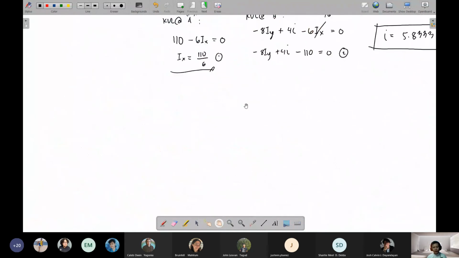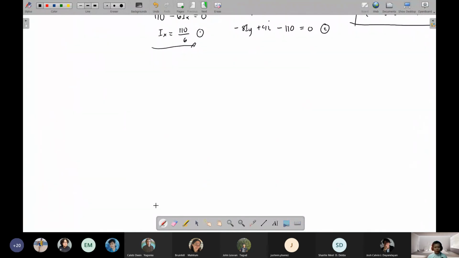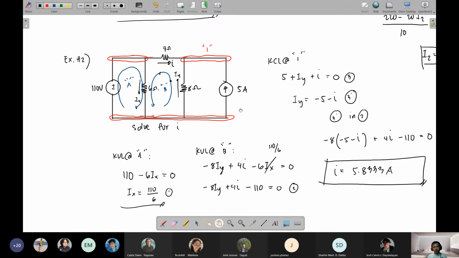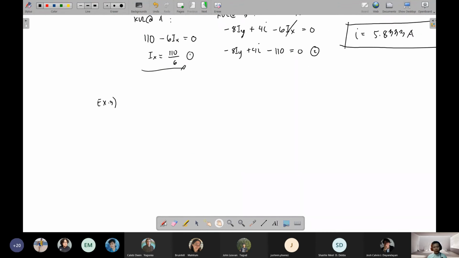Example number 3 ta. Ha. Example number 3, unsa man diay ang example number 3? It's because so far sa example 1 and 2, walay dependent source. Puro independent sources. Okay? So let's also have an example where there is a dependent source. So, sige, no? Maghatag ta og example nga naay dependent source. Okay. So I have the right circuit for that one. Okay, nag-involve og dependent source.